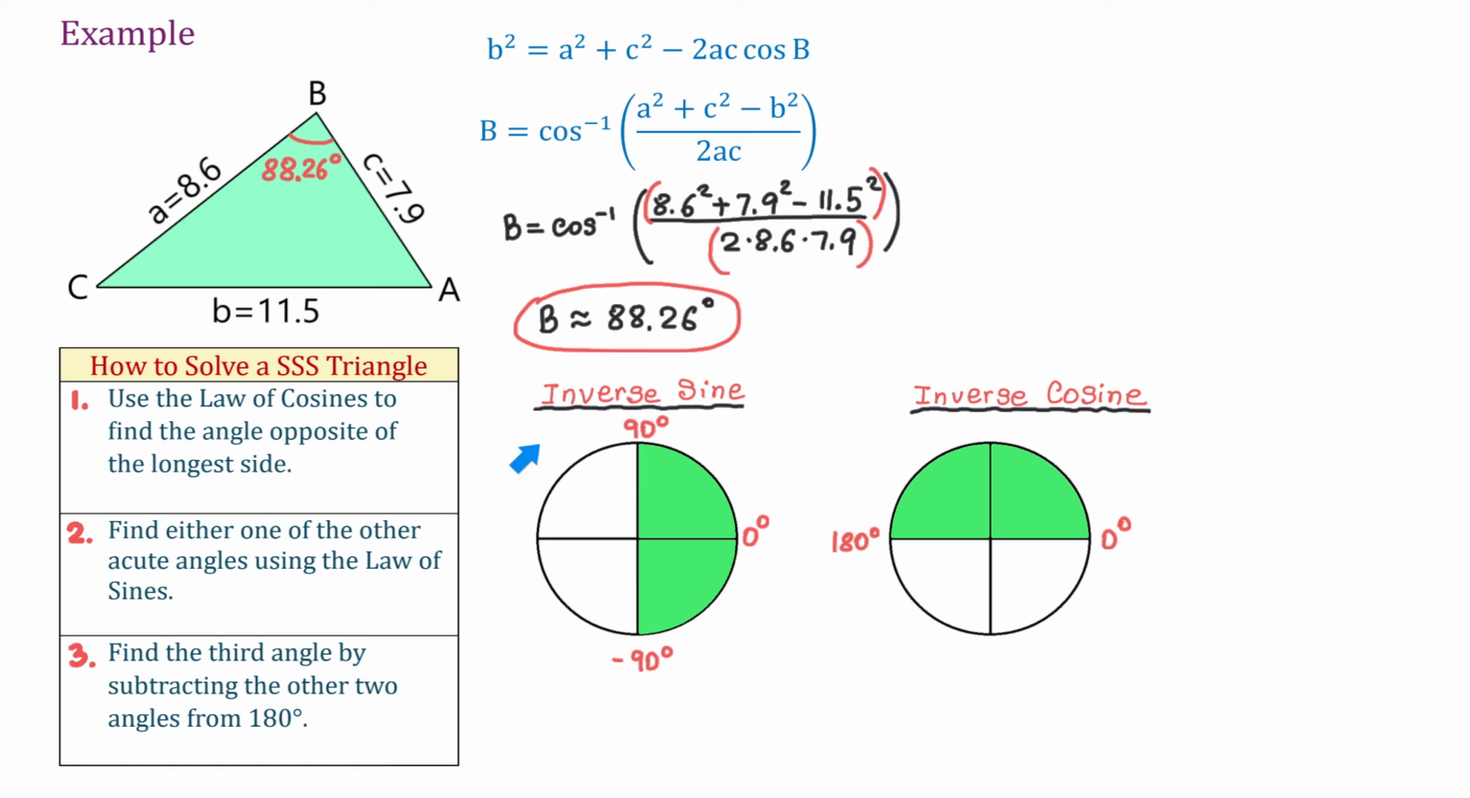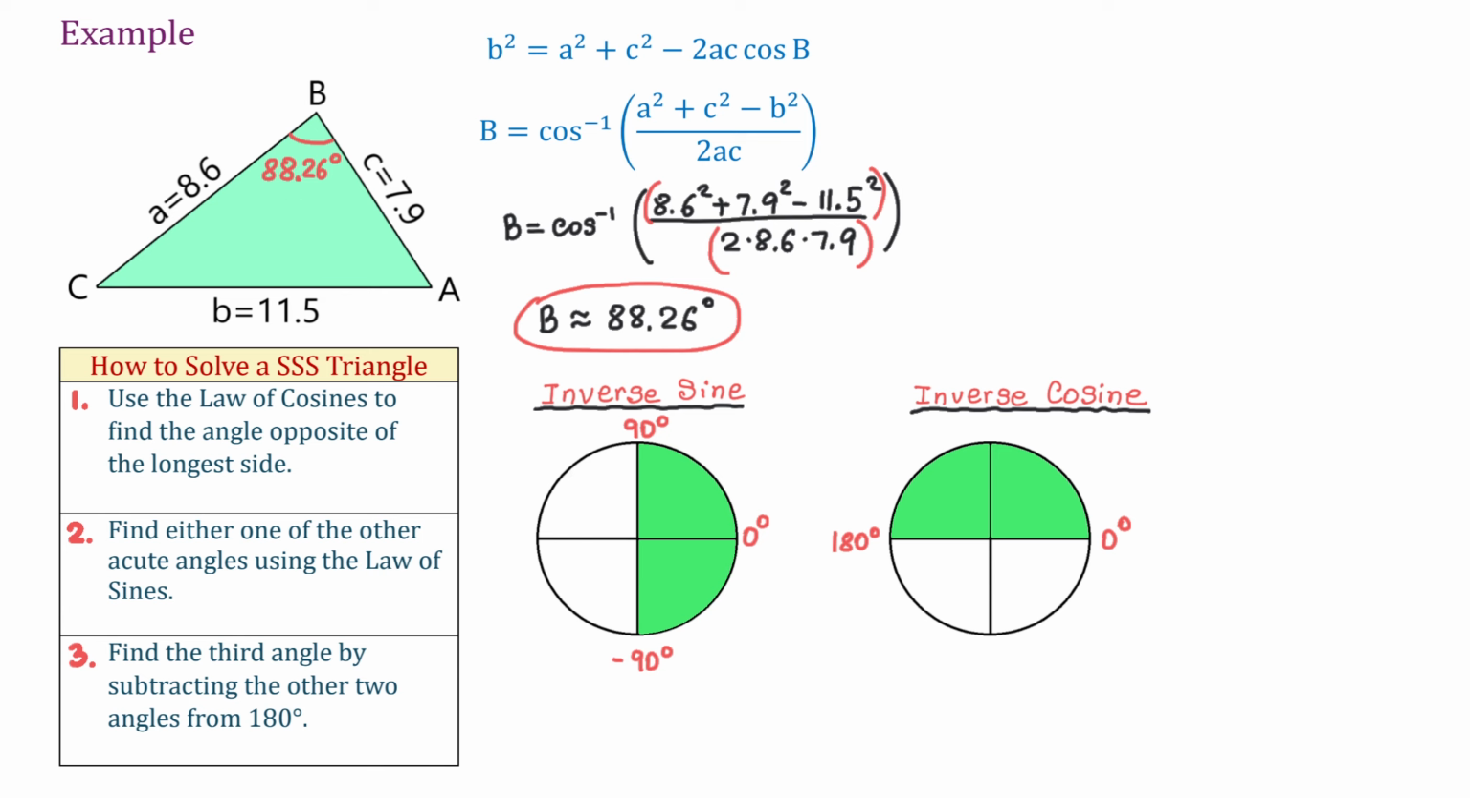This means that with the inverse sine function, obtuse angles will not be directly displayed by the calculator. However, when using a calculator to find an angle using the inverse cosine function, the result will always be an angle from 0 to 180 degrees. And this means that obtuse angles will be displayed by the calculator. That's why in step 1 we want to find the largest angle, because if this angle happens to be an obtuse angle, it will be directly displayed by the calculator.